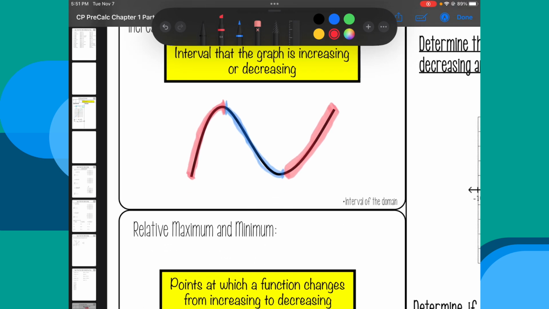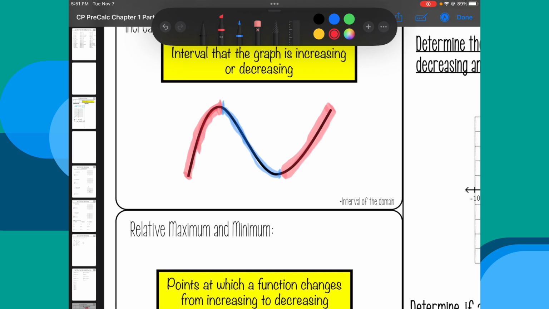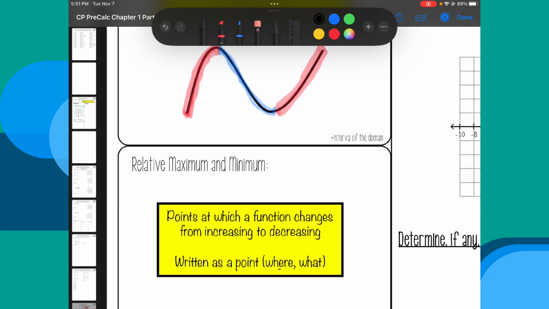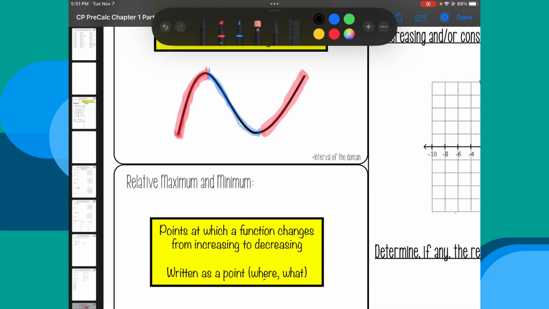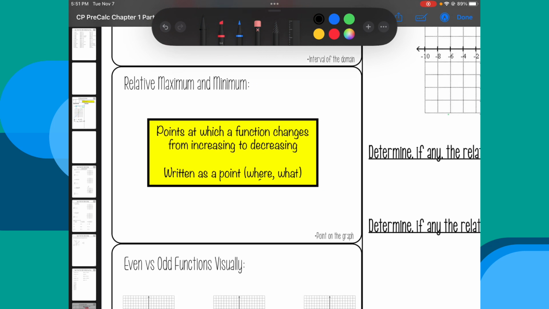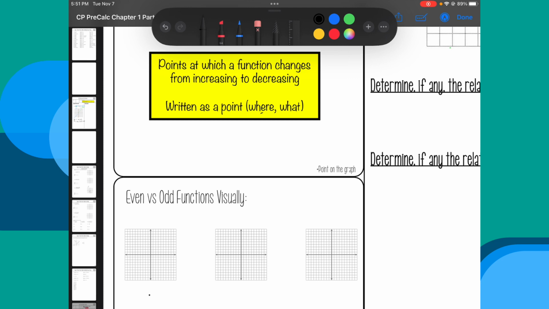When we're identifying increasing and decreasing intervals, we will use our x values to show where we're starting and where we're ending. One of the other things you'll notice is that we have this maximum place at the top, going from increasing to decreasing. And then we also have this point down here, which is the bottom, where we're going from decreasing to increasing. These are called relative maxima and relative minima. These are the points at which we're changing direction, and we would write them as a point. I'll show you how to do that when we do the example.